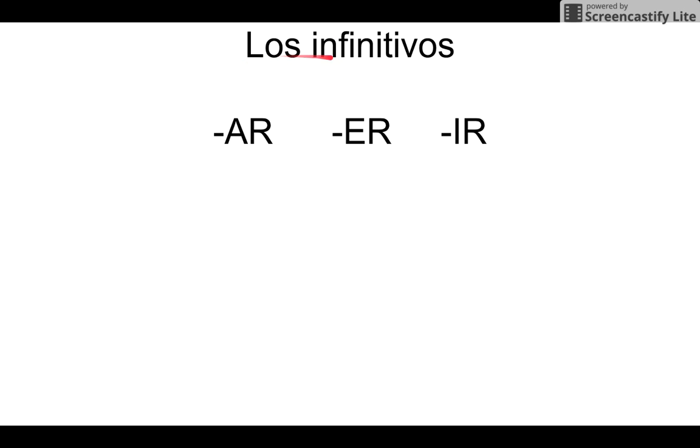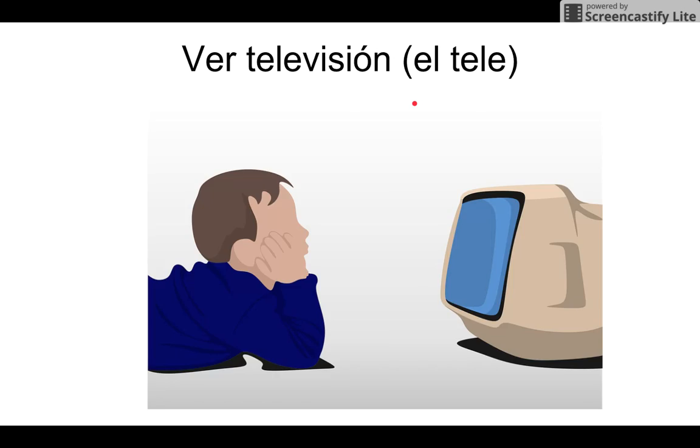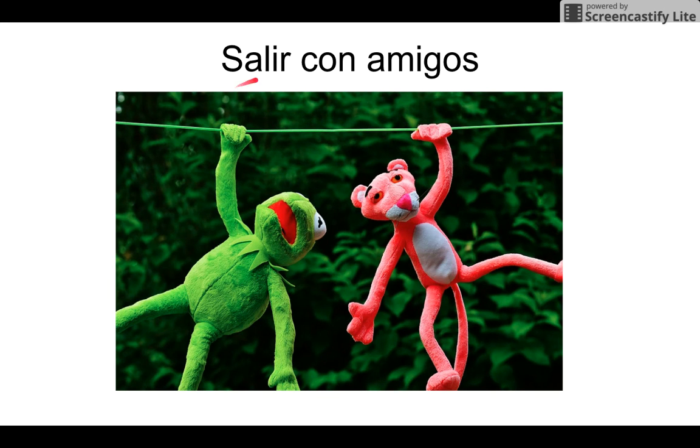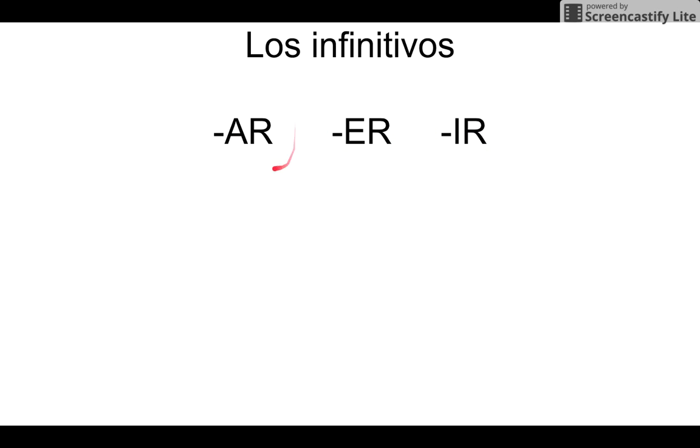Notice that all of our verbs here are always going to end in AR, ER, or IR. So you can always recognize that a verb is in the infinitive form when it ends in one of those three. For example, here's our verb. We know that because it ends in an IR, and verbs always end in either AR, ER, or IR.